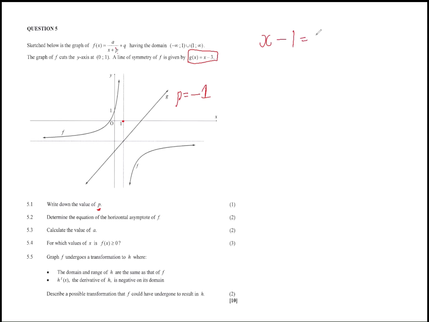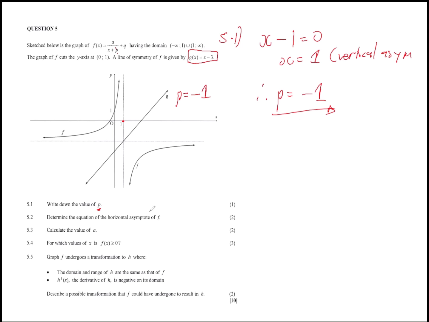So x minus 1 equals 0. Then our x is equal to 1, which would represent the vertical asymptote. So that's how we were able to conclude that our p needs to be negative 1. Because our vertical asymptote was positive, p here would have to be substituted as negative. So note that trend. So 5.1, that's our p value.